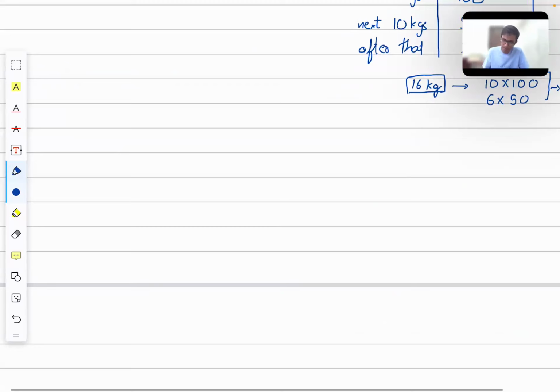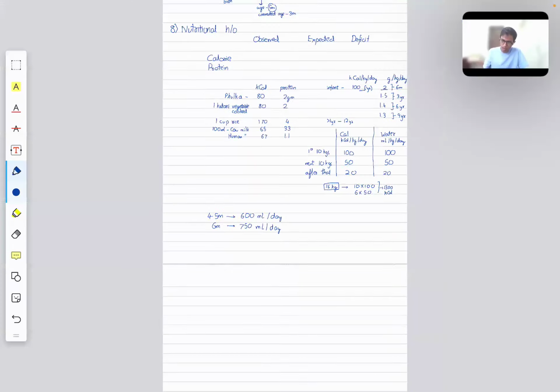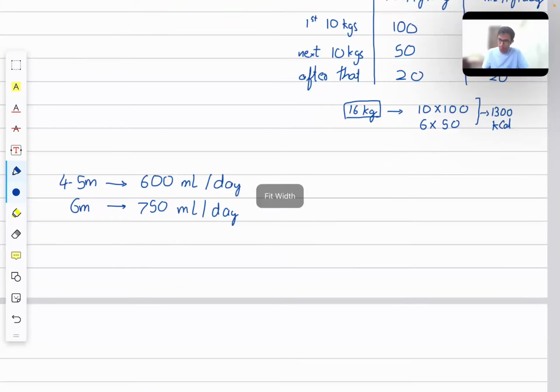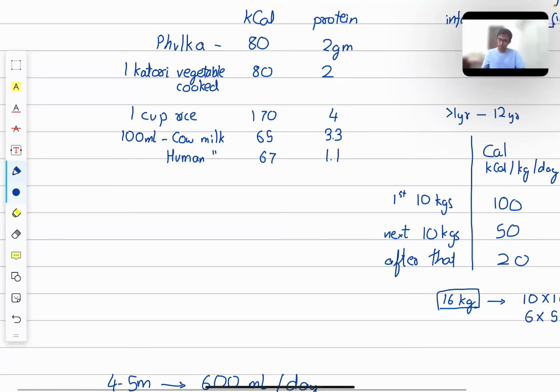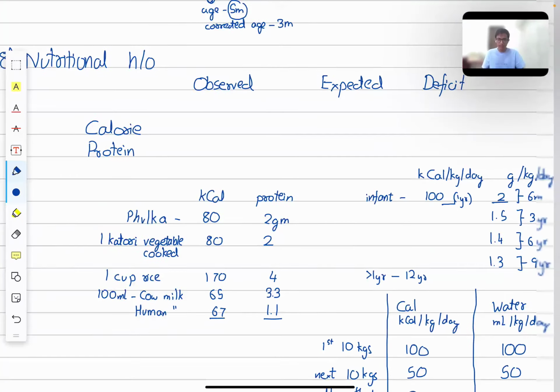So roughly at 4 to 5 months, the milk requirement for an infant is 600 ml per day. At 6 months, it is 750 ml per day. After 6 months, what you can do is just ask the mother how much is the milk output. She will be able to tell you whether it is 100 ml, 200 ml, and based on the values that we have written here, you can calculate what is the observed calorie and protein intake.